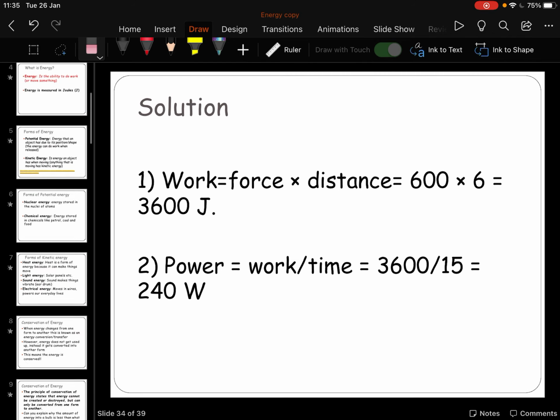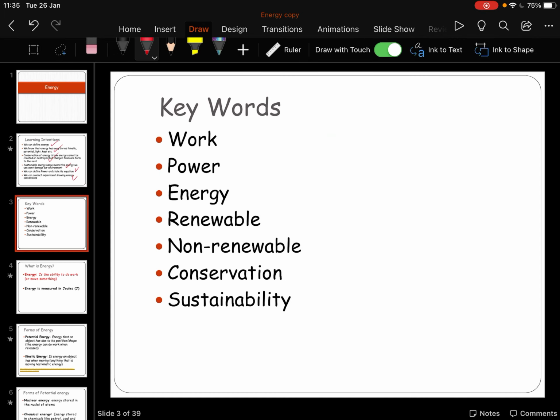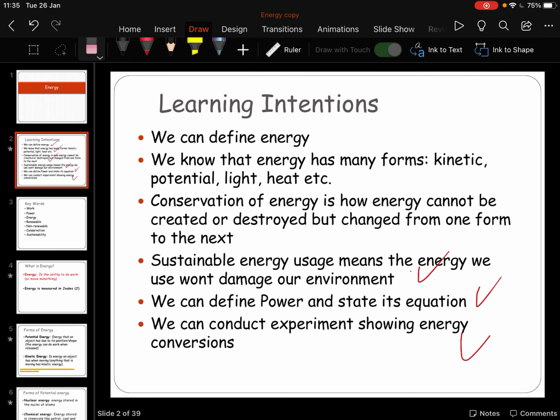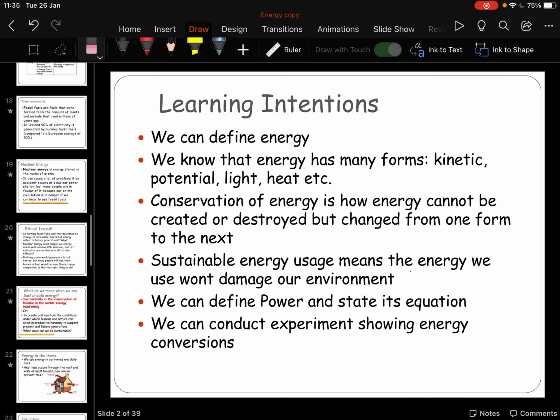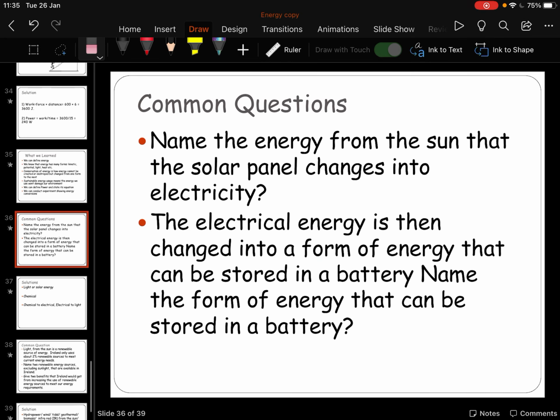Let's go back up to our learning intentions. Can we define energy? We've that done. Energy has different forms, conservation of energy, sustainability, define power, state its equation, and show the conversions. Keywords: work, power, energy, renewable, non-renewable, conservation, stability. So we've got quite a good bit done. We've got the whole thing done. So what we'll do now is we'll have a look at a few extra common questions here.